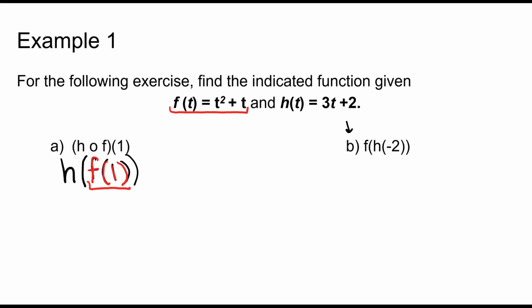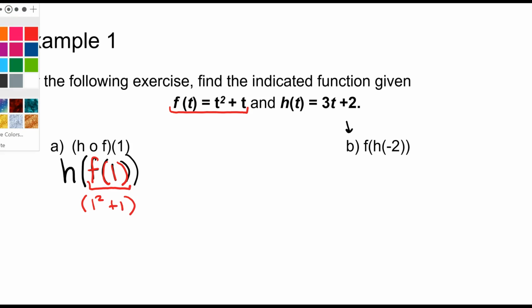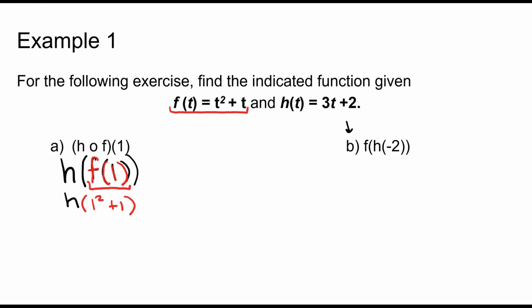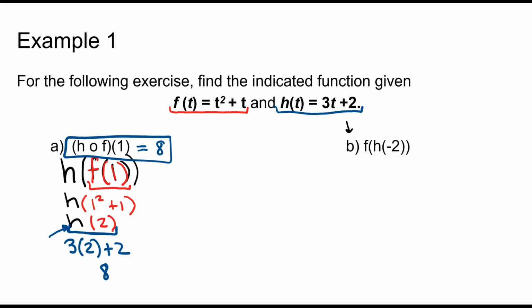Let's go ahead and figure out what f of 1 is. That would be 1 to the second power plus 1. Now I haven't done anything with that h on the outside, so I'm going to bring that h down. Now I'm going to calculate 1 squared plus 1, which is 2. So now I'm going to deal with this h, and I'm really calculating h of 2. This is h here, so that's going to be 3 times 2 plus 2. That's going to give me 8. So h of f of 1 is equal to 8.